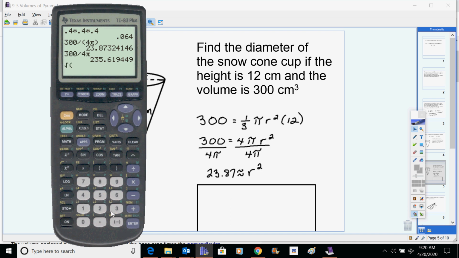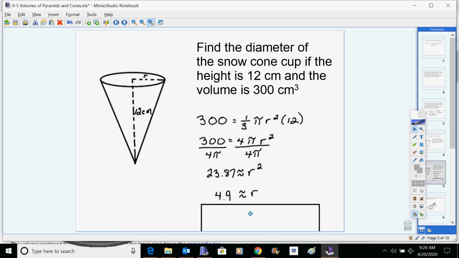And then we need to square root our 23.87. So square root 23.87. And so we get about 4.9 for our radius. But our question's asking us to find the diameter. So we have our radius now, so the diameter is 2 times that amount. 2 times 4.9 being 9.8. Okay, so we can use that.